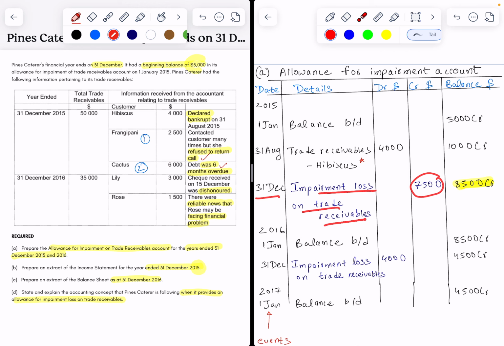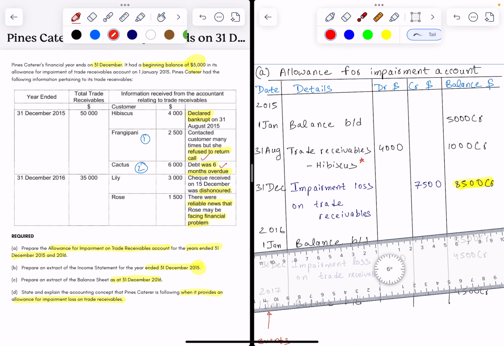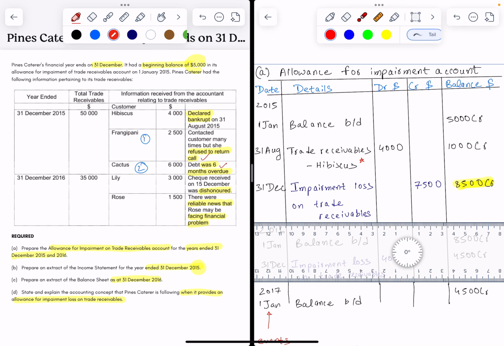Again, our allowance has gone up since 31st of August from $1,000 to $8,500. That is why we now have an expense, because it's not really looking good for the business, as you can understand. All right. So that takes care of the first financial year ending 31st of December 2015. Now let's look into what's going on in the year 2016.